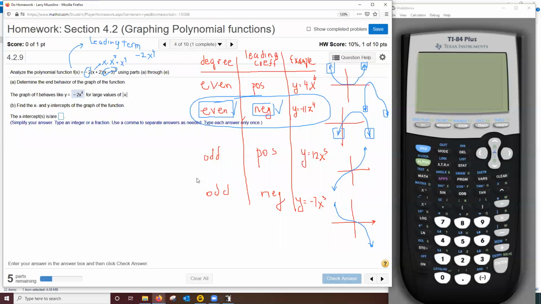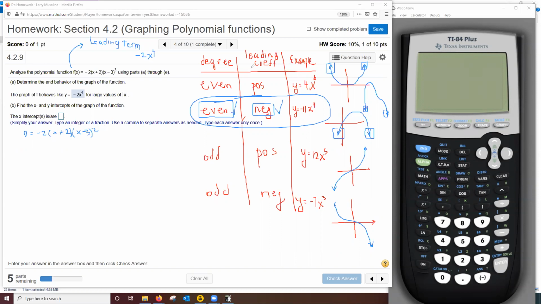All right, let's keep going. Now they want us to figure out what are the x and y intercepts. All right, let's start out with the x-intercepts. Well, for the x-intercepts, we're going to set y equal to 0. With y equal to 0, I'm going to end up with 0 equals negative 2 times x plus 2, x minus 3 to the third. But then I set each one of these parentheses separately equal to 0.